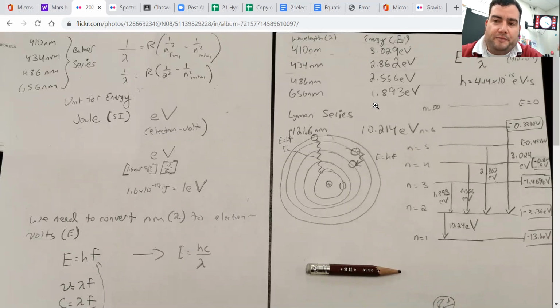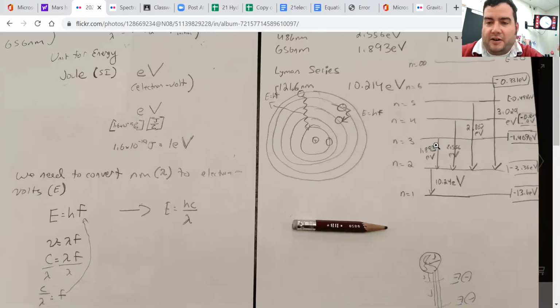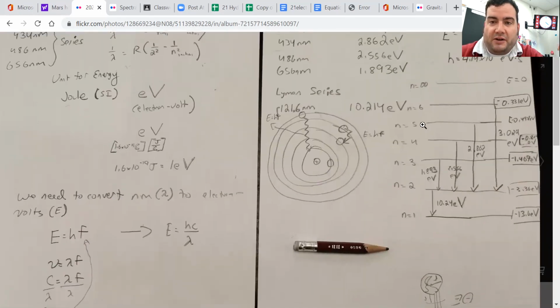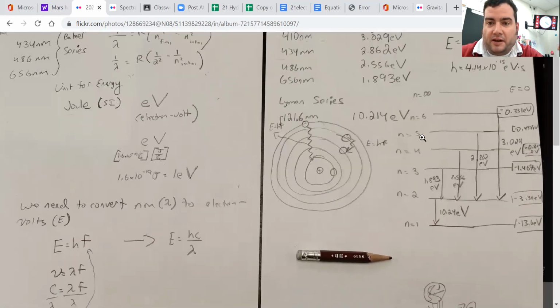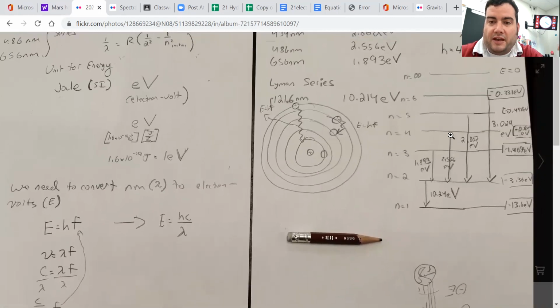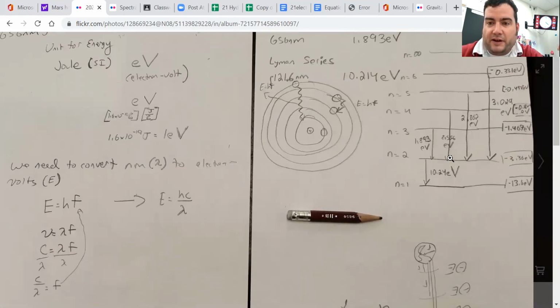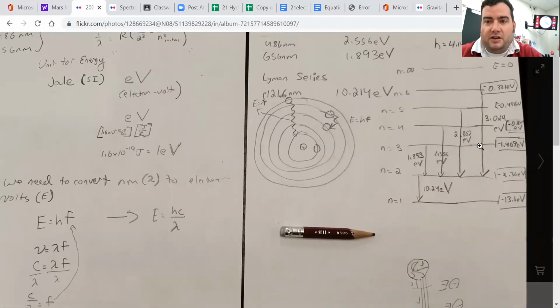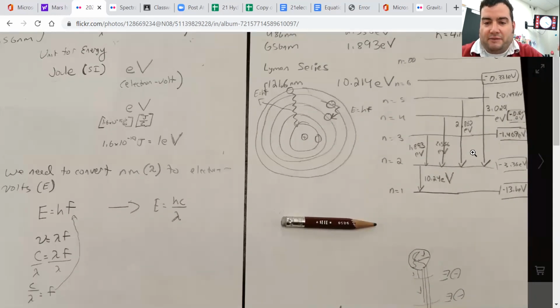What I want to do is use the energy that we get when we say go from 3 to 2, which we've now calculated to be 1.893 electron volts. And the energy we've gone from 4 to 2, which is 2.556 electron volts. I want to use those transition energies to figure out the absolute energy of each level. So how do we do that?